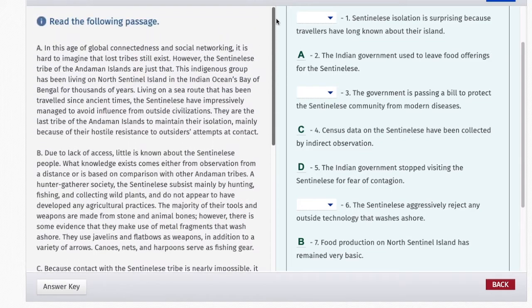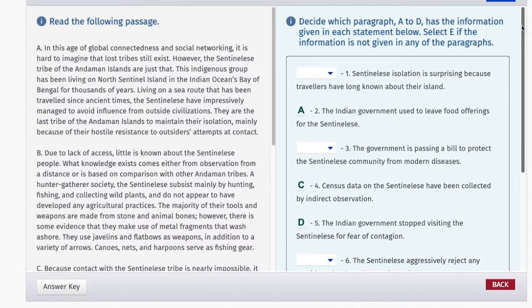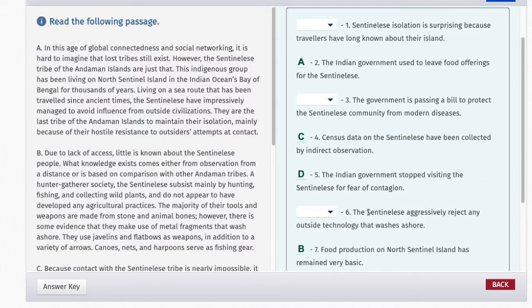So, regarding the information that we need to focus on for our answers, we need to look at the question and we need to see the key words. I see here isolation, surprising, have long knowing. This reading is about the Sentinelese. So that is not a keyword because here's Sentinelese, here's Sentinelese, here's Sentinelese. So it's not a keyword.